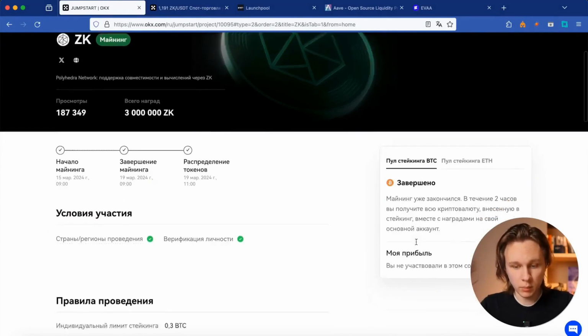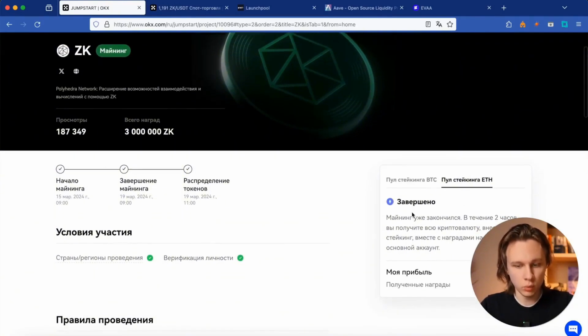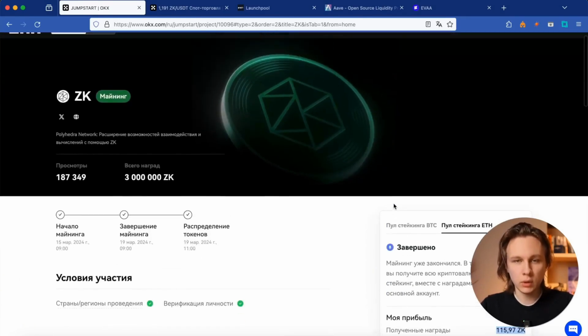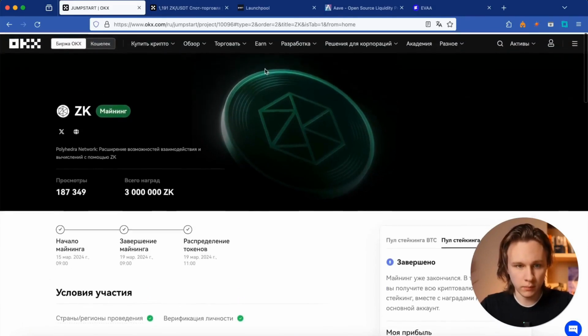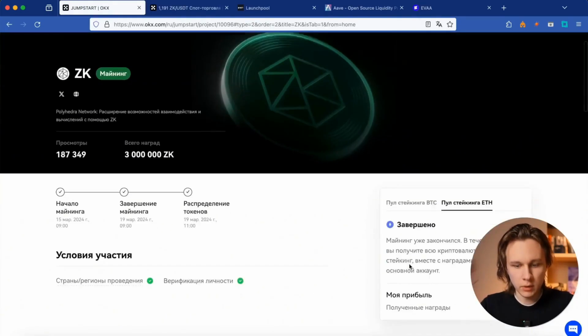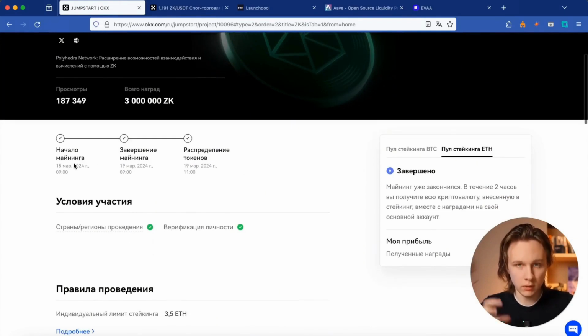You could also stake Bitcoin, but my Bitcoin is in another place, so I didn't contribute it here. I only used the Ethereum pool. In the end, I received 115 ZK tokens over 4 days for an initial deposit of $10,000. I sold ZK somewhere around the mark of $3.3, so I received approximately $350, in 4 days, absolutely without risks, just by depositing my ETH. This results in about 3.5% return over 4 days on my deposit amount.